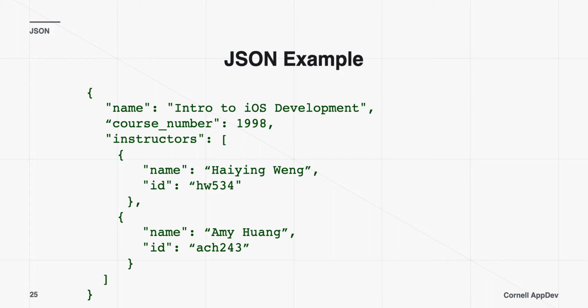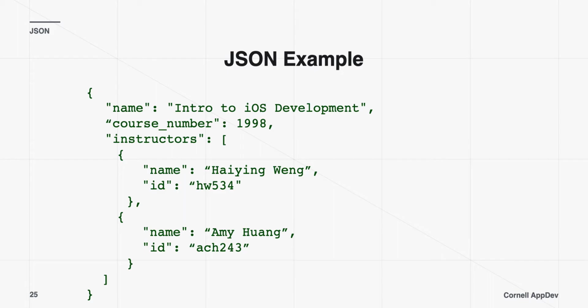So you have a key called name, with the value Intro to iOS Development, and then you have another key called course number, which is 1998, and then you have the key instructors, and the value for the key instructors is a list of other objects. Each is another dictionary inside, just representing an object of an instructor.